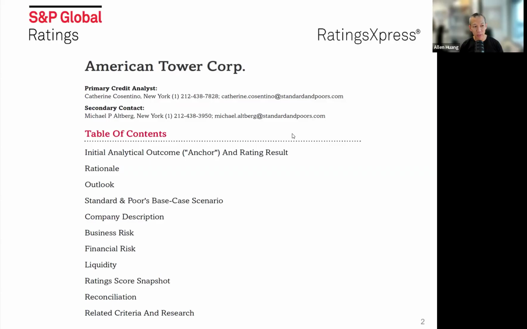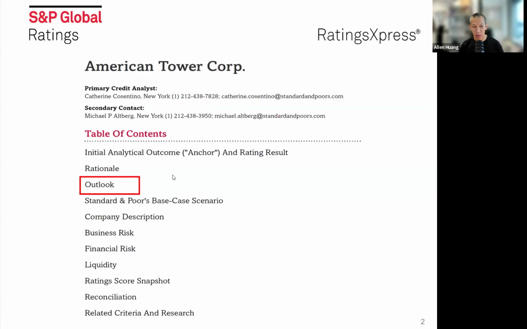They will have an anchor and rating results. They will almost always have rating rationale, outlook, base case scenario, company description, business risk, financial risk, etc. Now, this has to do with the purpose of credit rating reports and also the purpose of the rating itself. I want to highlight one part in the credit rating reports: the outlook section. Even though credit analyst reports can talk about what has happened in the past, they always talk about what they believe will happen in the future as well, and under what scenario in the future they might change their ratings.